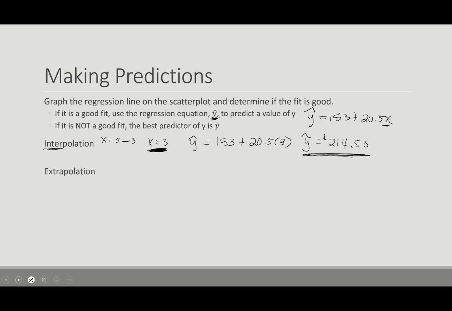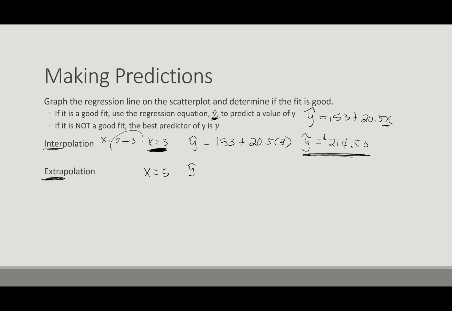That is okay. This is just a predicted value. Now, our next category of prediction is extrapolation. So this indicates that we are going beyond the range of our x values. Now, since x represents the number of children, I'm not going to put a negative in there because that wouldn't make any sense at all. So I'm going to pick a value that's larger than 3. So I'm going to just use x equals 5.